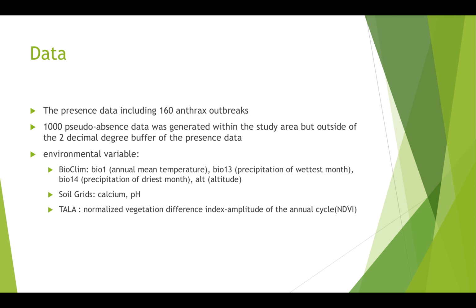And for the environmental covariates, these covariates were extracted from remotely sensed data. For example, I have four bioclim variables that describe the temperature, precipitation, and the altitude of the landscape. And I also have 2 soil grids, which are calcium and pH, and also I have the NDVI measurements.